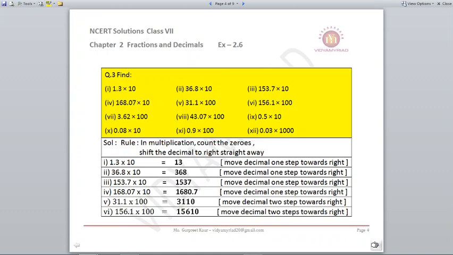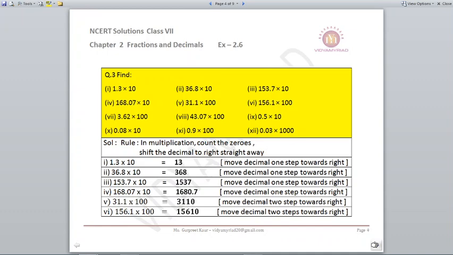Now here, for example, you have 1.3 multiplied by 10. So that means how many zeros? 1 zero. Move right. After 3 you will put the decimal. So after 3 nothing is there. 13 is the only number. So you move the decimal one step towards the right. So it will become 13.0. So instead of writing that, we can only write 13.